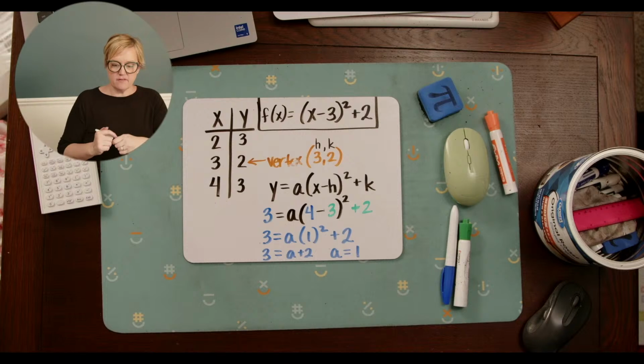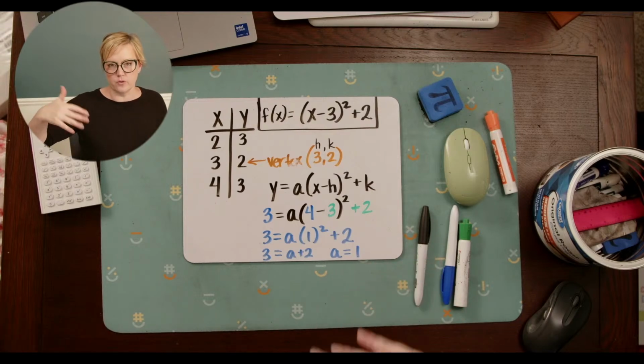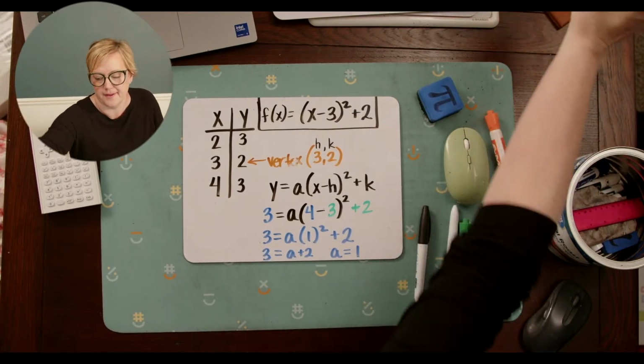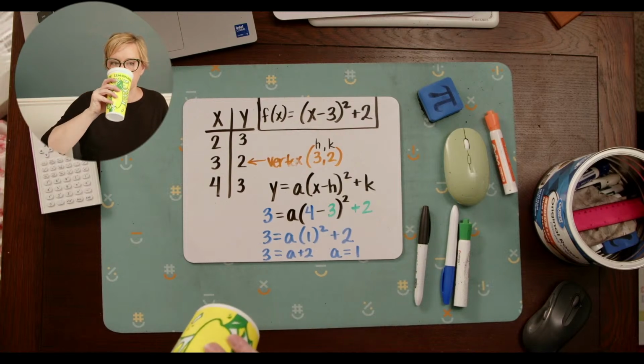So again, it's just kind of noticing different things, mainly about the y values, are what are really going to show you if it's that type of function.